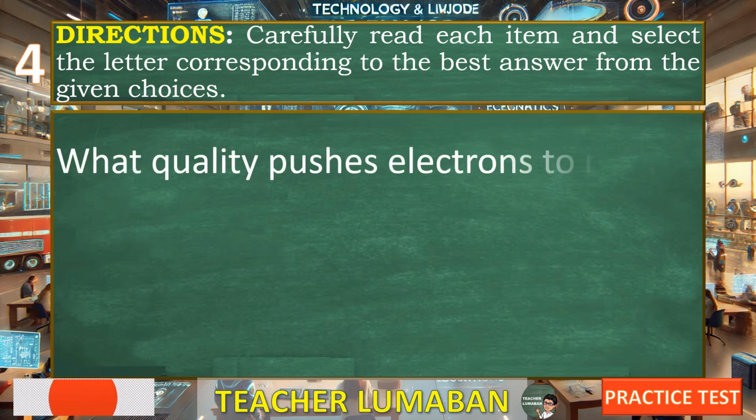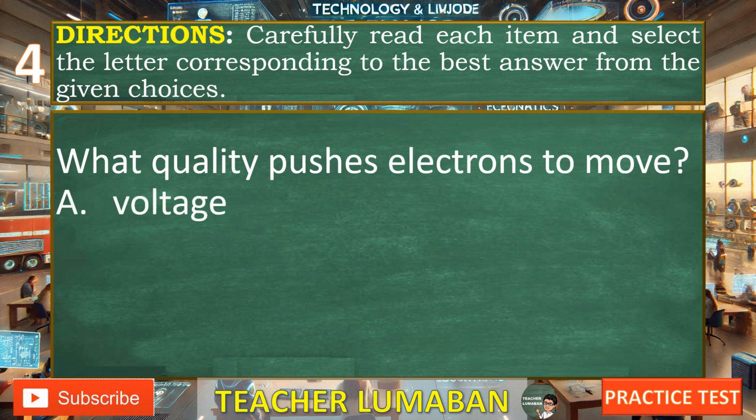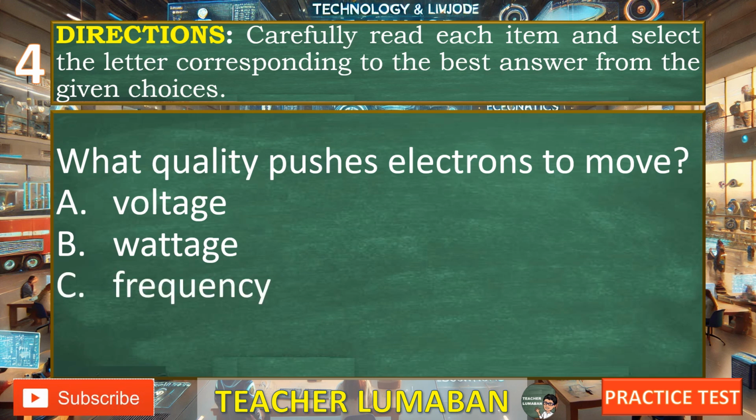What quality pushes electrons to move? A. Voltage, B. Wattage, C. Frequency, D. Resistance.